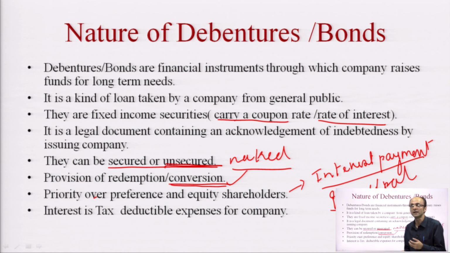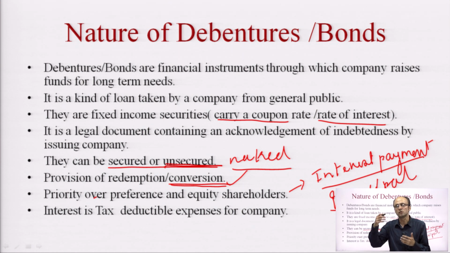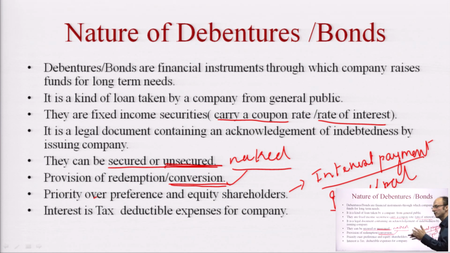And secondly, when the company goes into liquidation, when the company is not in a proper financial condition, all the assets of the company will be sold to wind up and settle the obligations on the company. In that case, the bondholders have priority over the amount the company gets after selling the assets, and they will get their principal amount before the preference shareholders and the equity shareholders.